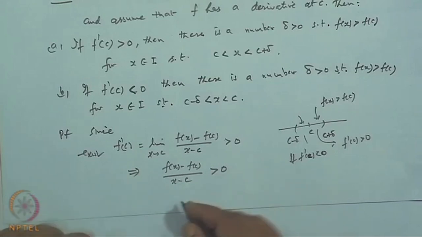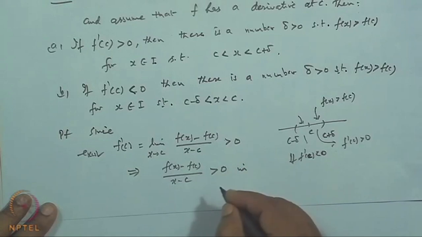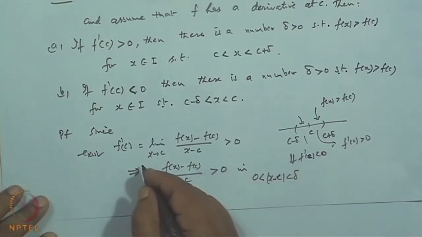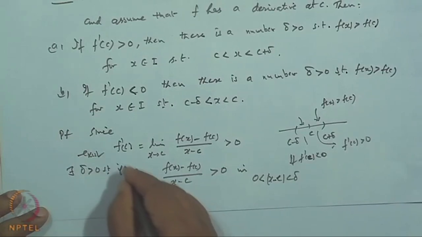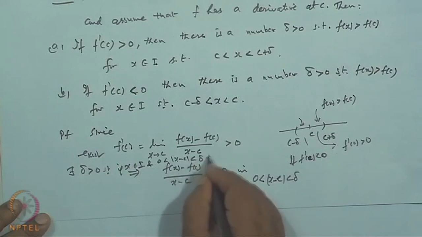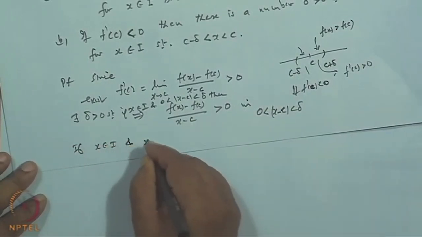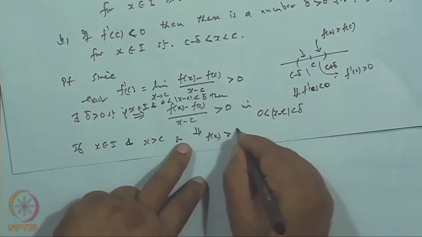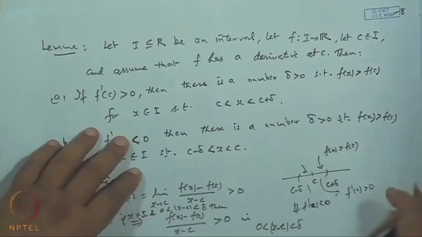So if I choose x in the interval, then this quotient is greater than 0 in some neighborhood, 0 less than mod x minus c less than delta. So there exists a delta greater than 0 such that if x belongs to I and 0 less than mod x minus c less than delta, then this holds. If x belongs to I and satisfies the condition x is greater than c, then f of x must be greater than f of c, otherwise this would be negative. So that proves the result for the first part, and similarly for the other.